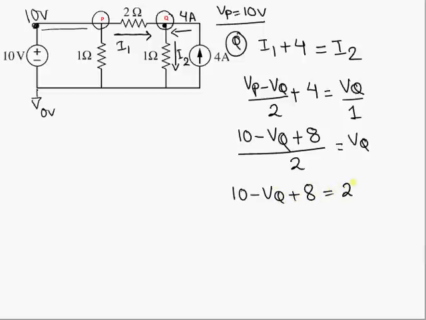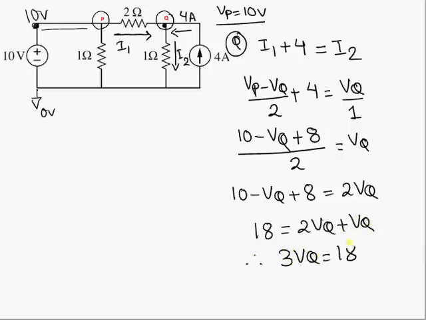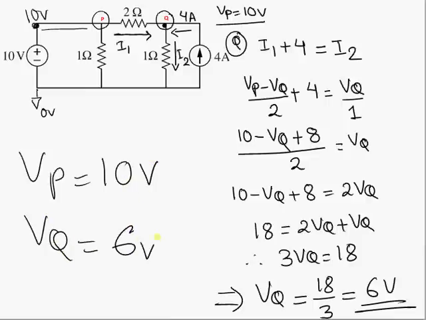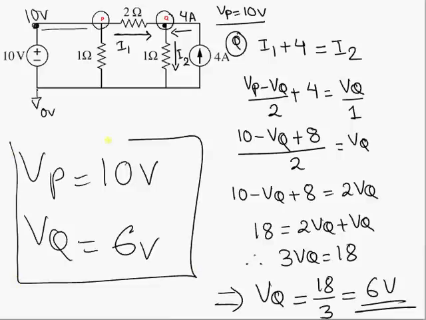is equal to Vq. Now let's solve this. Let's take Vq all to one side, so we have 18 is equal to Vq plus Vq. Therefore 3 Vq is equal to 18, which means Vq is equal to 18 divided by 3, 6 volts. So we have node P at 10 volts, and our node Q is at 6 volts. This was an easy example.